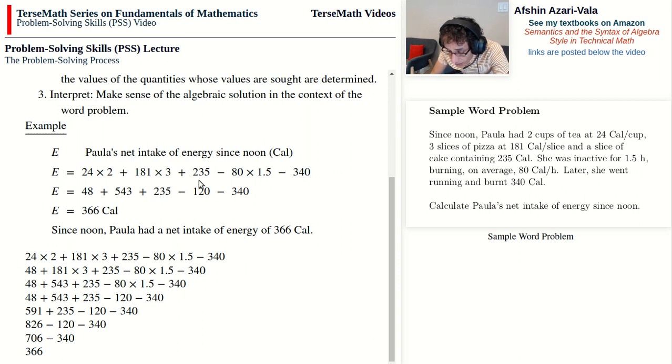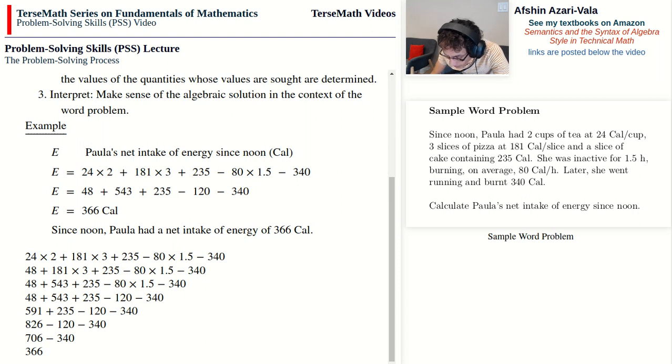The approach that I told you about, where you take the equation that's given and break it down into terms, makes a lot more sense. As you noticed yourselves, it was very meaningful for me to come up with the terms E and 24 times 2, then the term 181 times 3, 235, 80 times 1.5, and 340. And so let me show you the terms one more time.